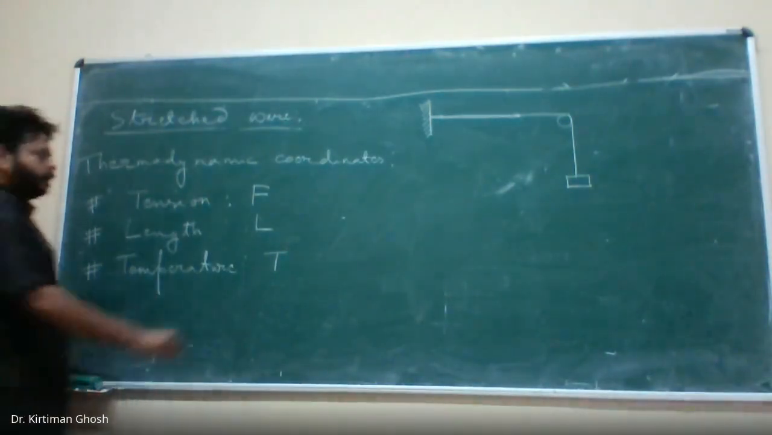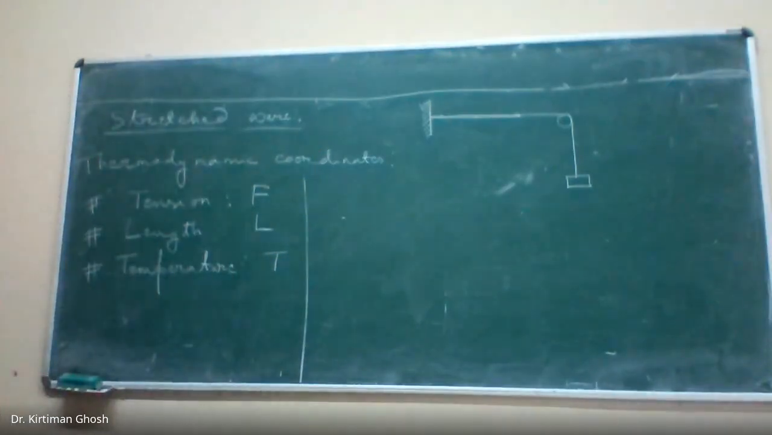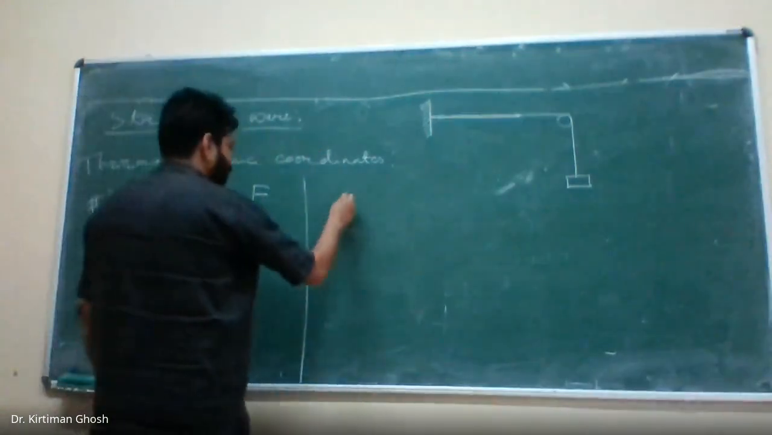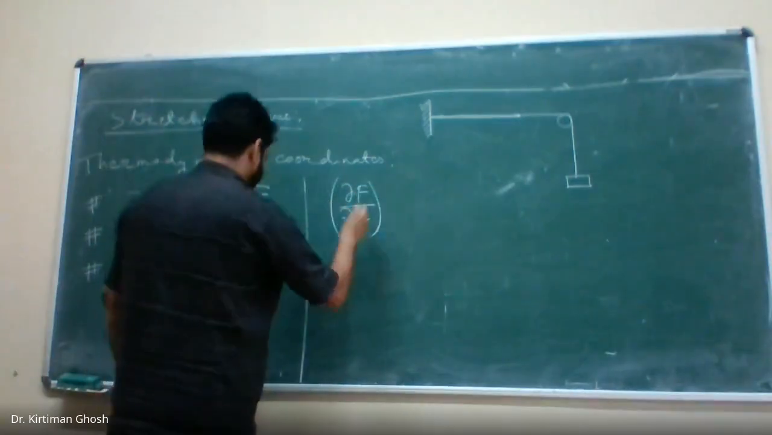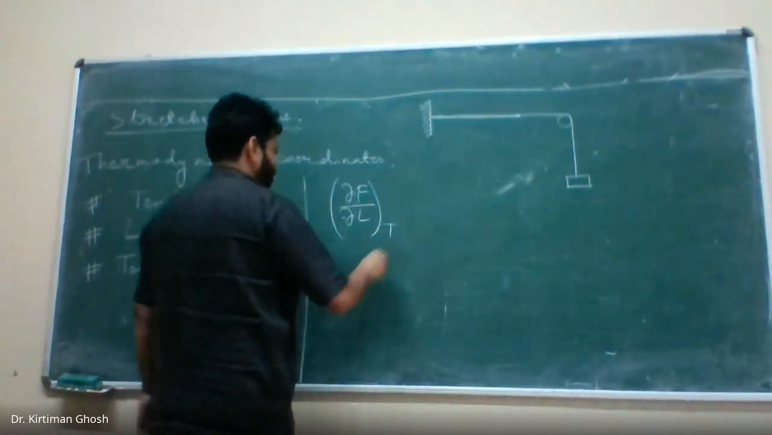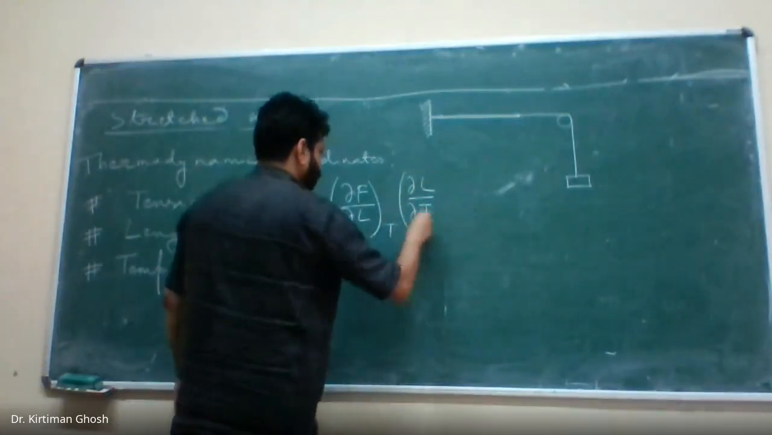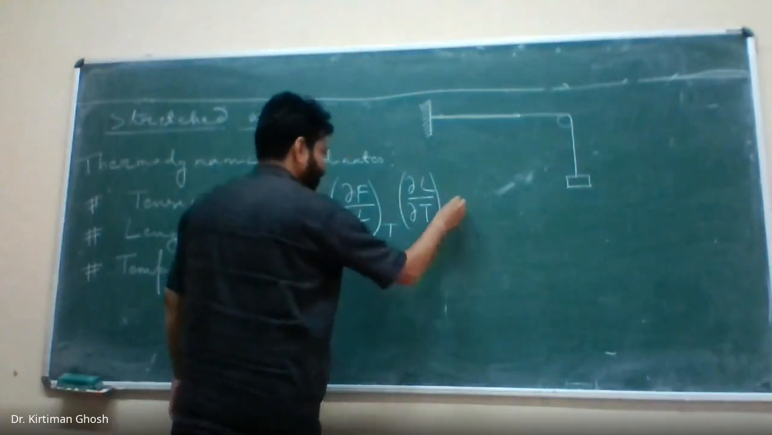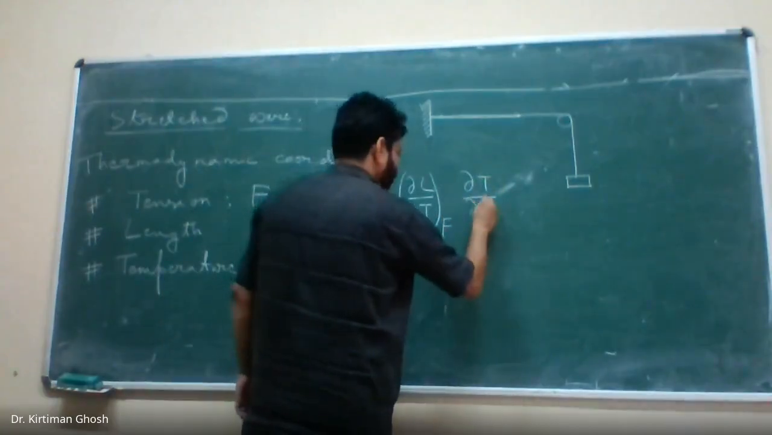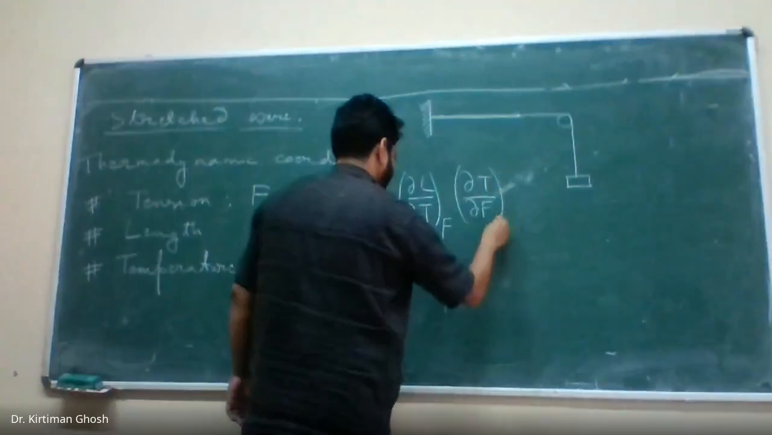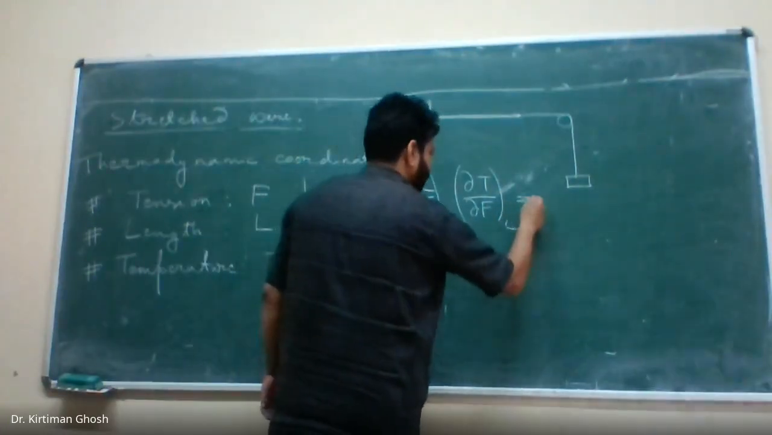So you can start from the same equation. In the context of this wire, the equation can be written as: del F by del L at constant temperature, del L by del T at constant tension, del T by del F at constant length should be equal to -1.